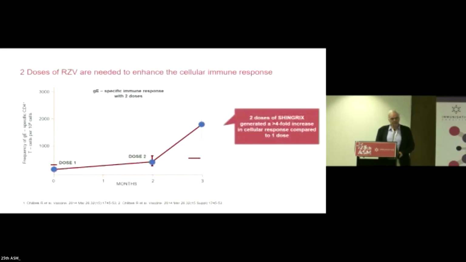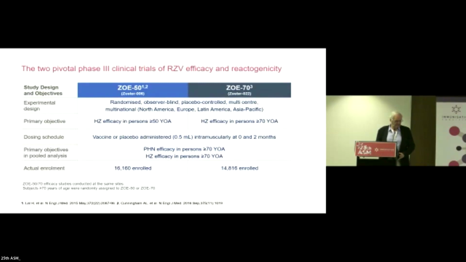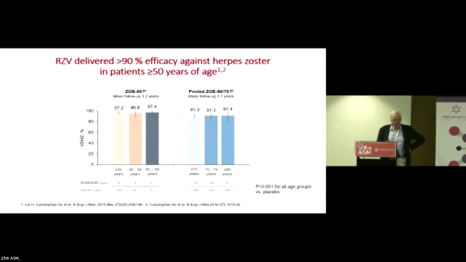And 2 doses are essential to get the full benefit of this immunogenicity. Otherwise, only about 2/3 of people will develop adequate T cell immunogenicity. So the pivotal trials that were run were Zoe 50 in people over the age of 50, Zoe 70 in people over the age of 70, to try and get an admixture of people at increased risk of post-herpetic neuralgia, and altogether about 30,000 people were trialed.